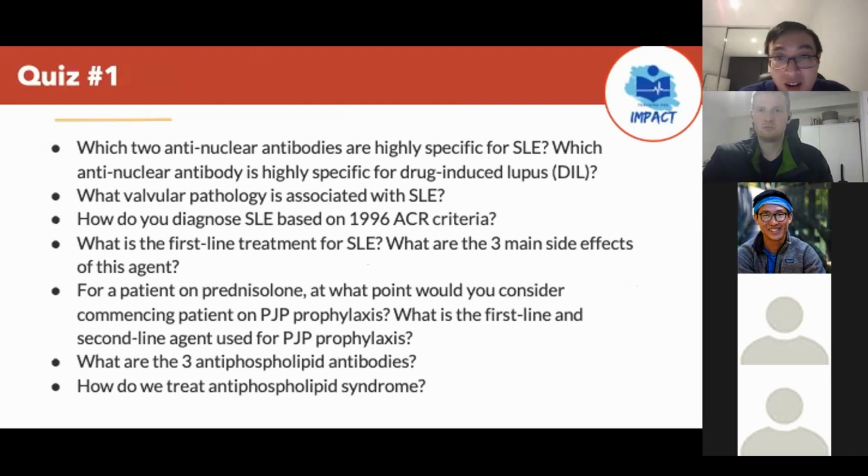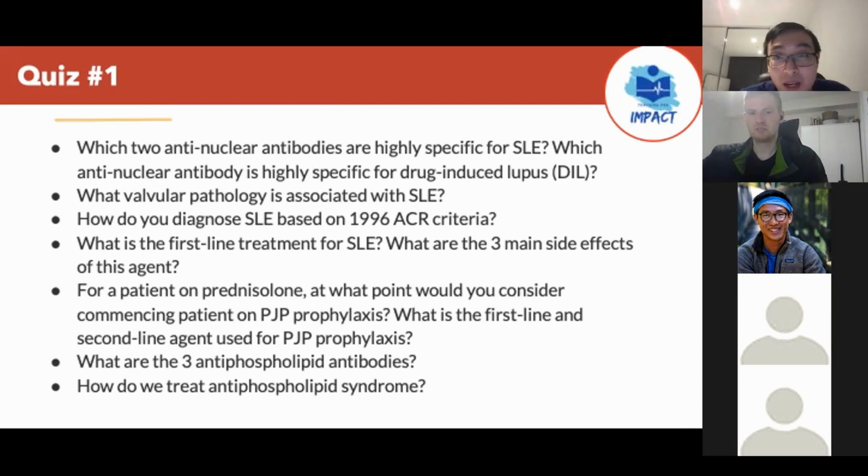So pop quiz, which 2 anti-nuclear antibodies are highly specific for SLE? Feel free to just write on the chat or unmute and respond. Anti-Smith, anti-double-stranded DNA, cool. Which anti-nuclear antibody is highly specific for drug-induced lupus? Antihistone, cool. What valvular pathology is commonly associated with SLE? Libman-Sacks endocarditis, cool. So LSE in SLE.